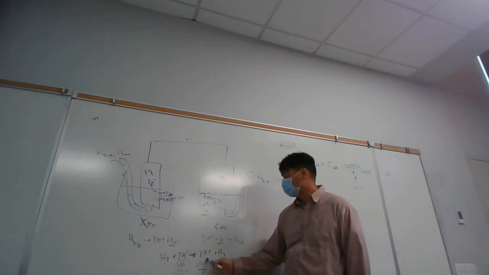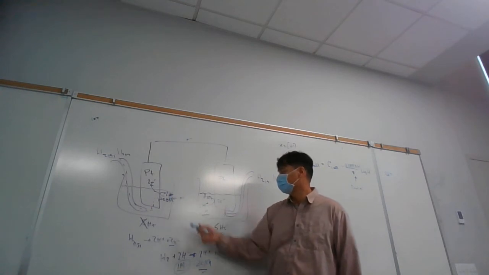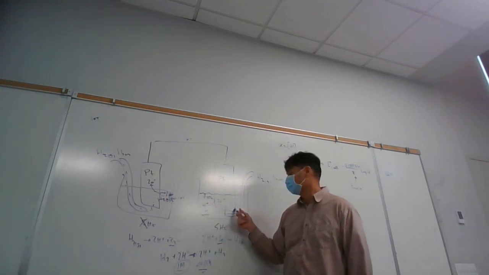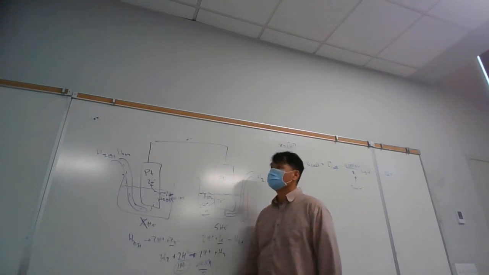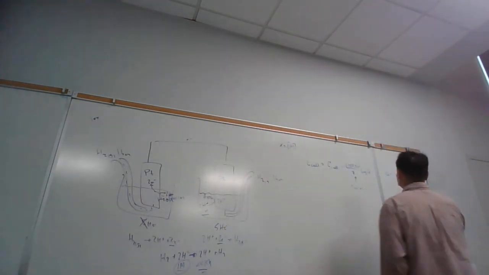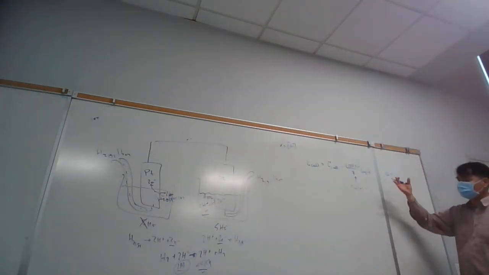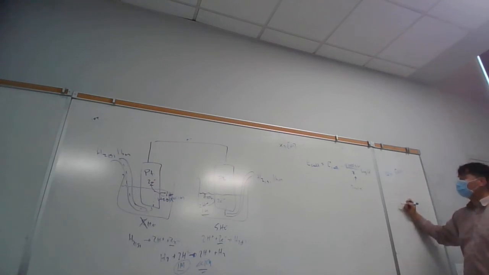So when we look at the product, H plus in this beaker over here is the product. And over in this beaker, the product is H2. And so it goes: anode, reactant and product in the anode; cathode, reactant and product in the cathode. And so Q is going to be the H plus, which is much less than 1 molar. So we'll just call it H plus in the anode.